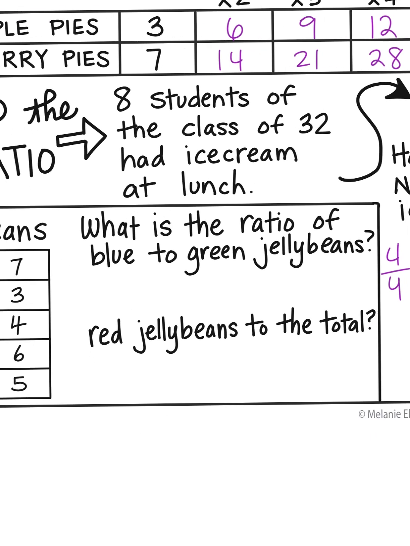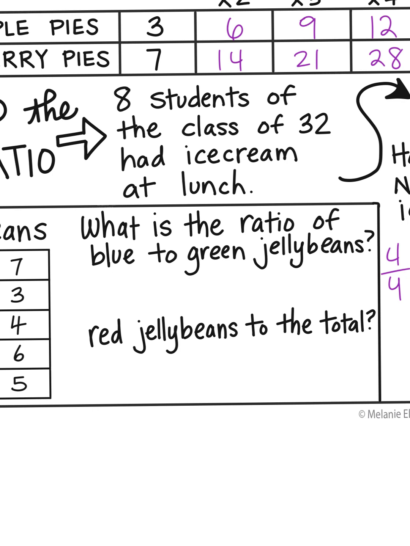Okay, here's another ratio table. It says, what is the ratio of blue to green jelly beans? Now, this isn't comparing two quantities yet. What it's giving me is information of all the different color jelly beans, and I'm going to create ratios using this information. So it wants to know the ratio of blue to green. I'm comparing blue to green. What would I write? 7 to 3.